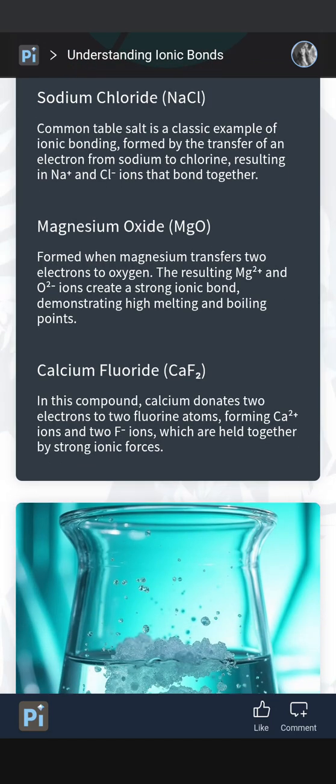Then calcium fluoride. Calcium donates 2 electrons to fluorine atoms, forming calcium ions and 2 fluoride ions, which are held together by strong ionic forces.